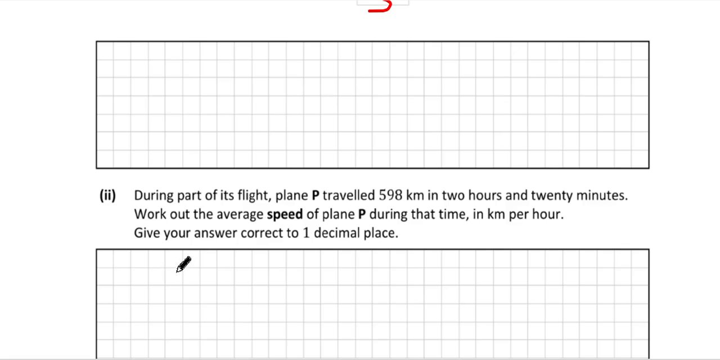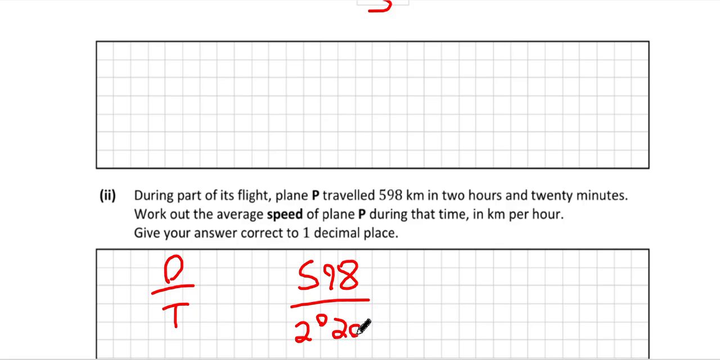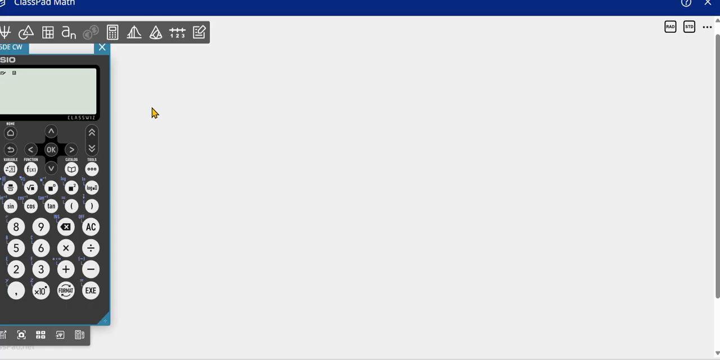Now, there's two ways of doing this. It's distance over time. We did this before, didn't we? Beginning of the year. Distance is... Time is... Now, you can do 2 hours and 20 minutes using that fancy button I showed you at the start of the year. Or you can do 596 divided by 2 and 1/3.